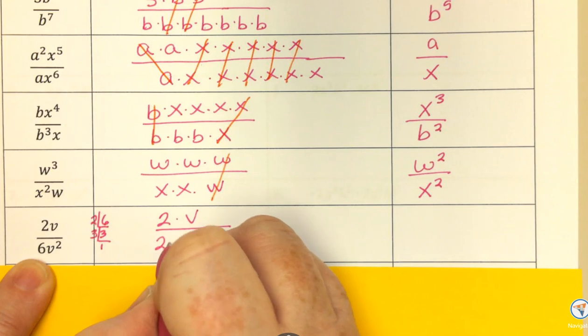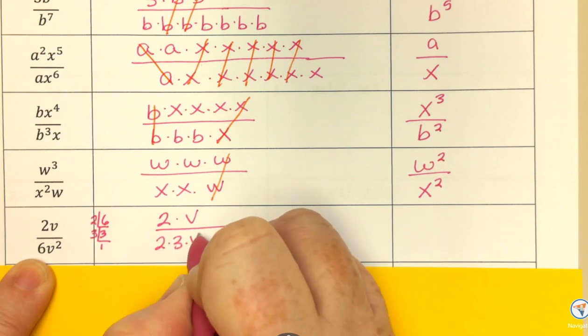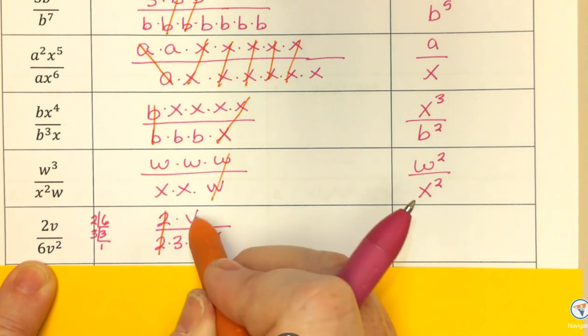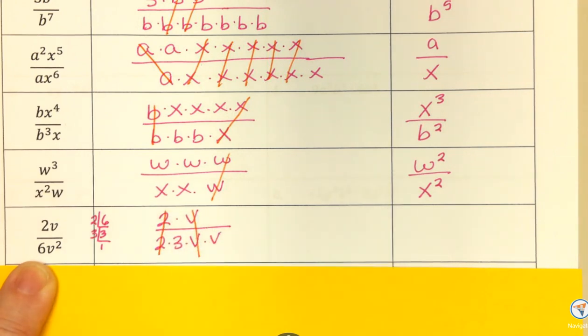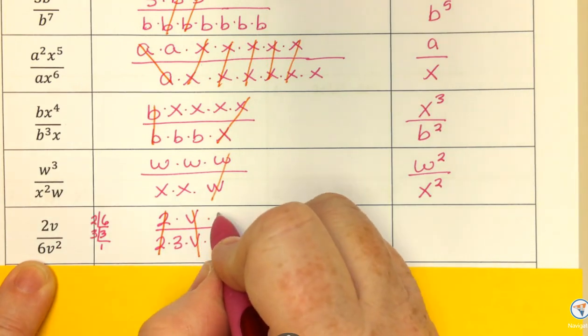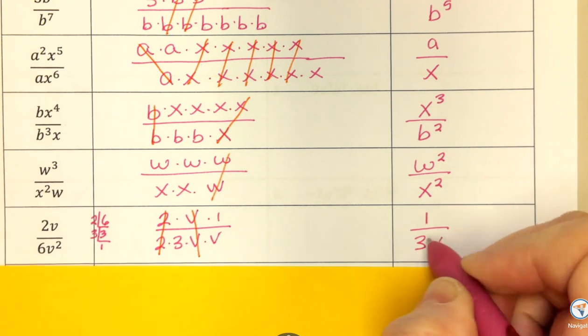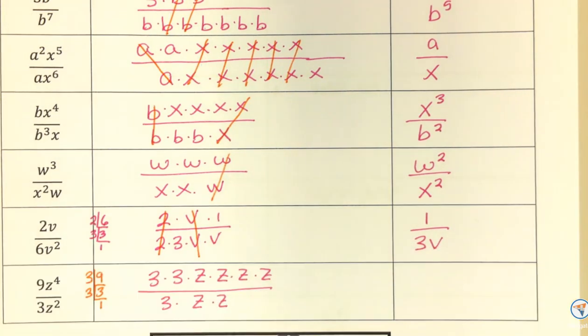So this is 2 times 3 times v times v. The 2's can cancel, the v's can cancel, so you have to hold the top, the 1 on the top and a 3v on the bottom. All right, let's look at the last one.